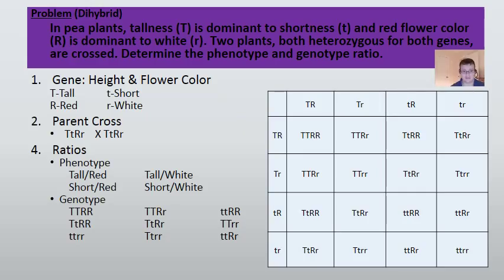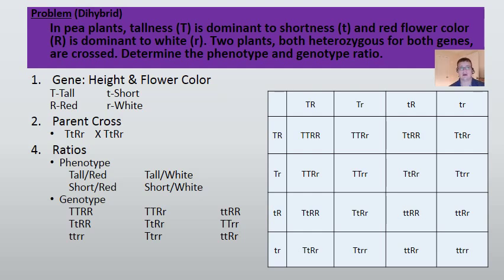So, dihybrid cross. Here I've already created everything, and I'm just going to show you how to find the ratios and so forth. So dihybrid is two genes. In this case, we're looking at the two genes of plant height, dominant tallness versus shortness, and then we're also looking at red flower and white flower, so flower color.